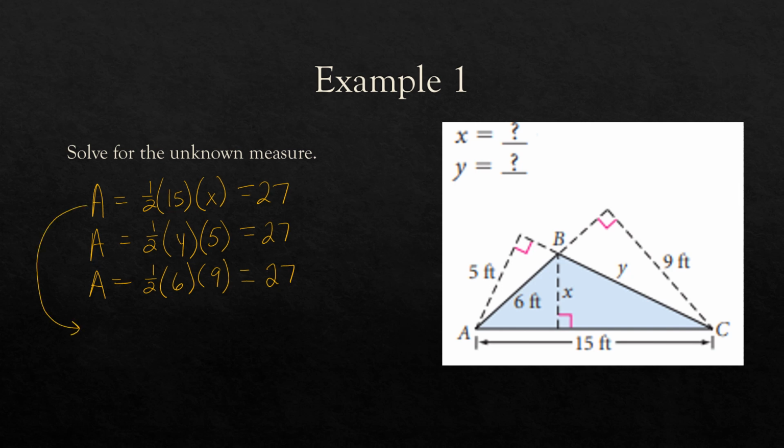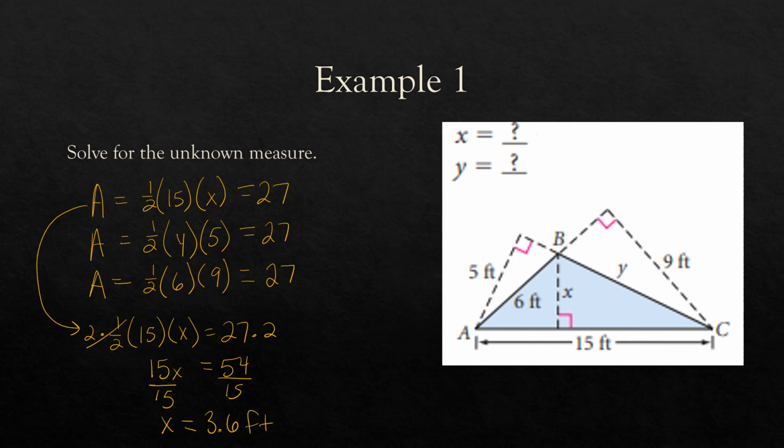So to solve for x, I'm going to start up here. I have 1/2 times 15 times x is equal to 27. I'm going to start by multiplying by 2 on both sides to get rid of that 1/2. So 27 times 2 is 54, and that's equal to 15 times x. I'm now going to divide 54 by 15 and find that x is 3.6. I'm going to label it with my units, which is feet.